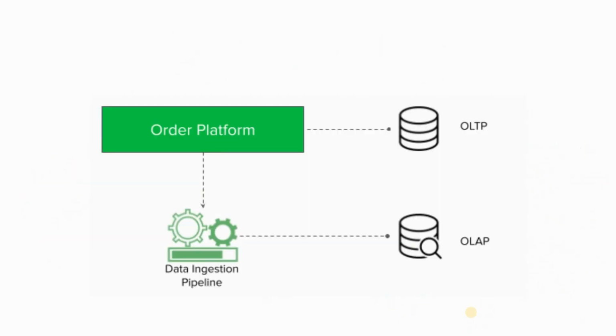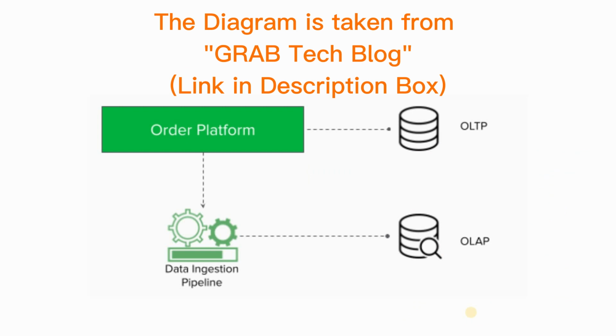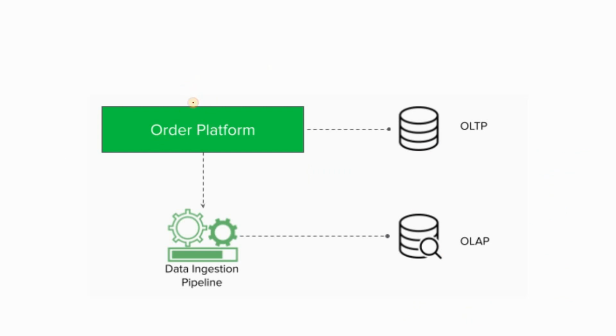And first we will look into the abstract level system design. Okay. So here we have our Grab order platform. Here the customer is making some order using the Grab app and that order platform has those events. So what the order platform is doing, it is ingesting those events into some OLTP storage. Okay. What is this OLTP storage Grab is using? I will come to that, no need to worry.